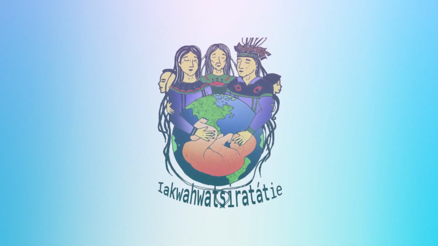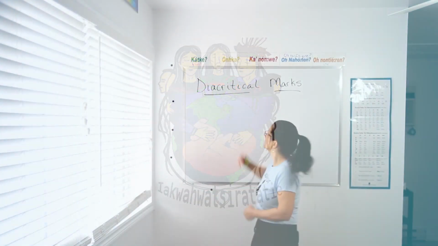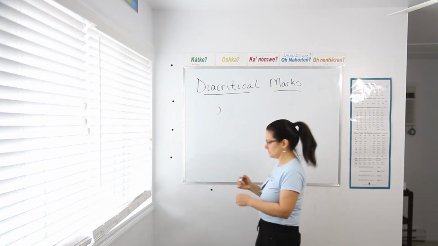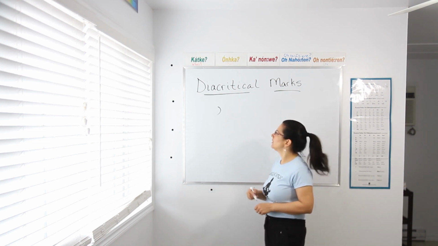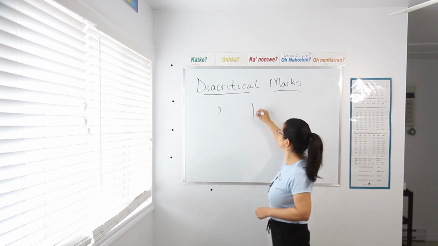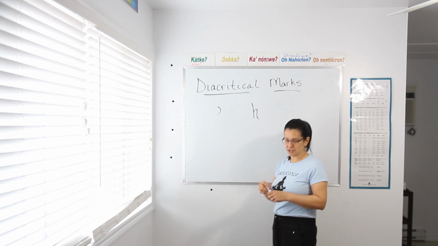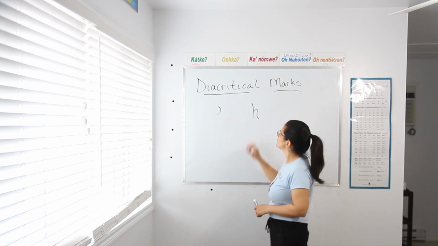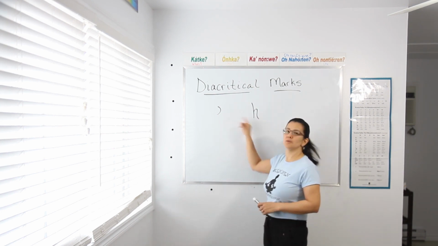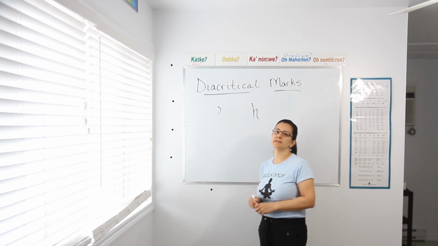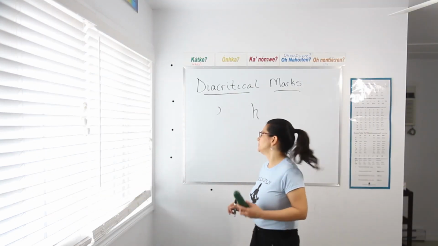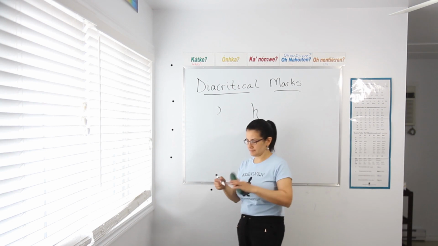Today we're going to be looking at our next diacritical mark, which is called the glottal stop. We're also going to be looking at the letter H and the sound that it makes. A lot of people get these two confused when they're reading a Kanien'keha word. For example, let's look at the word Ionkwateweienhstonhatie.